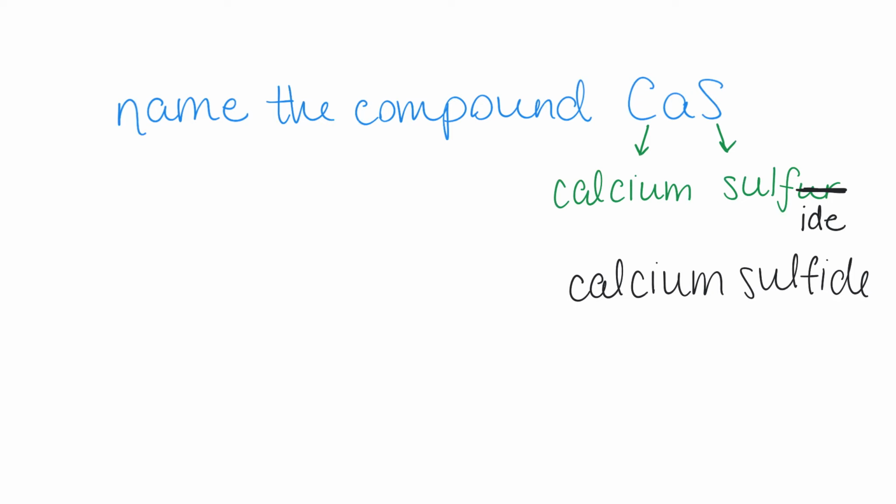The name has nothing to do with the amounts. So it happens to be 1-to-1, and we don't need to tell that in the name. So you just have to take the ending of the anion and replace it with ide. So calcium sulfide.